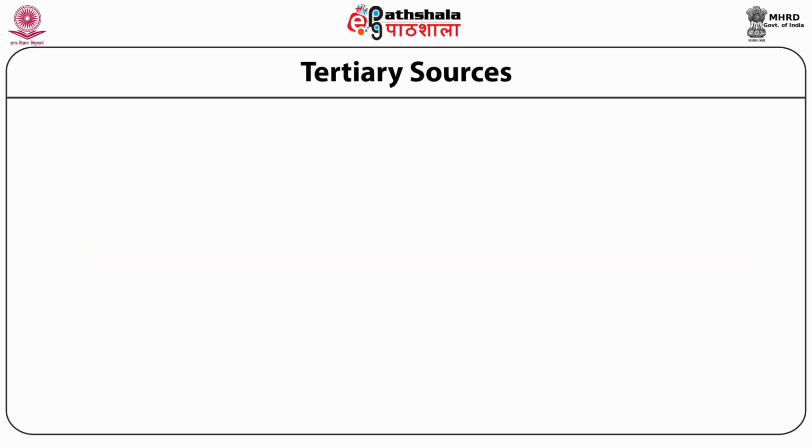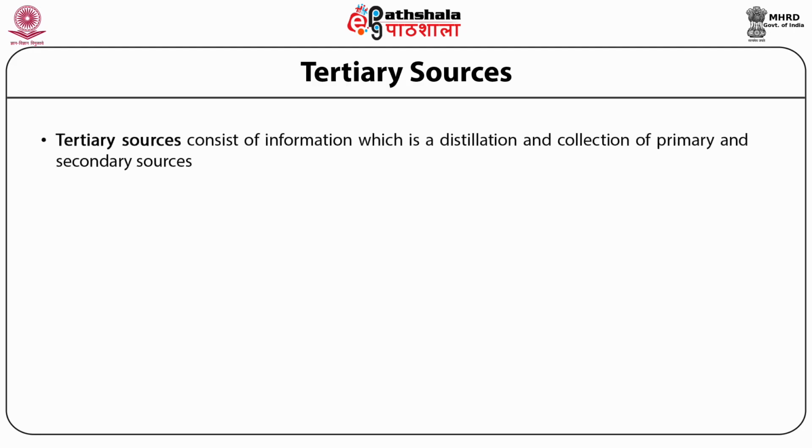Tertiary sources. Tertiary sources are intended only to provide an overview of what the topic includes, that is, its basic terminology, and often references for further reading. Some reference material and textbooks are considered tertiary sources when their chief purpose is to list, summarize, or simply repackage ideas or other information. Tertiary sources consist of information which is a distillation and collection of primary and secondary sources.